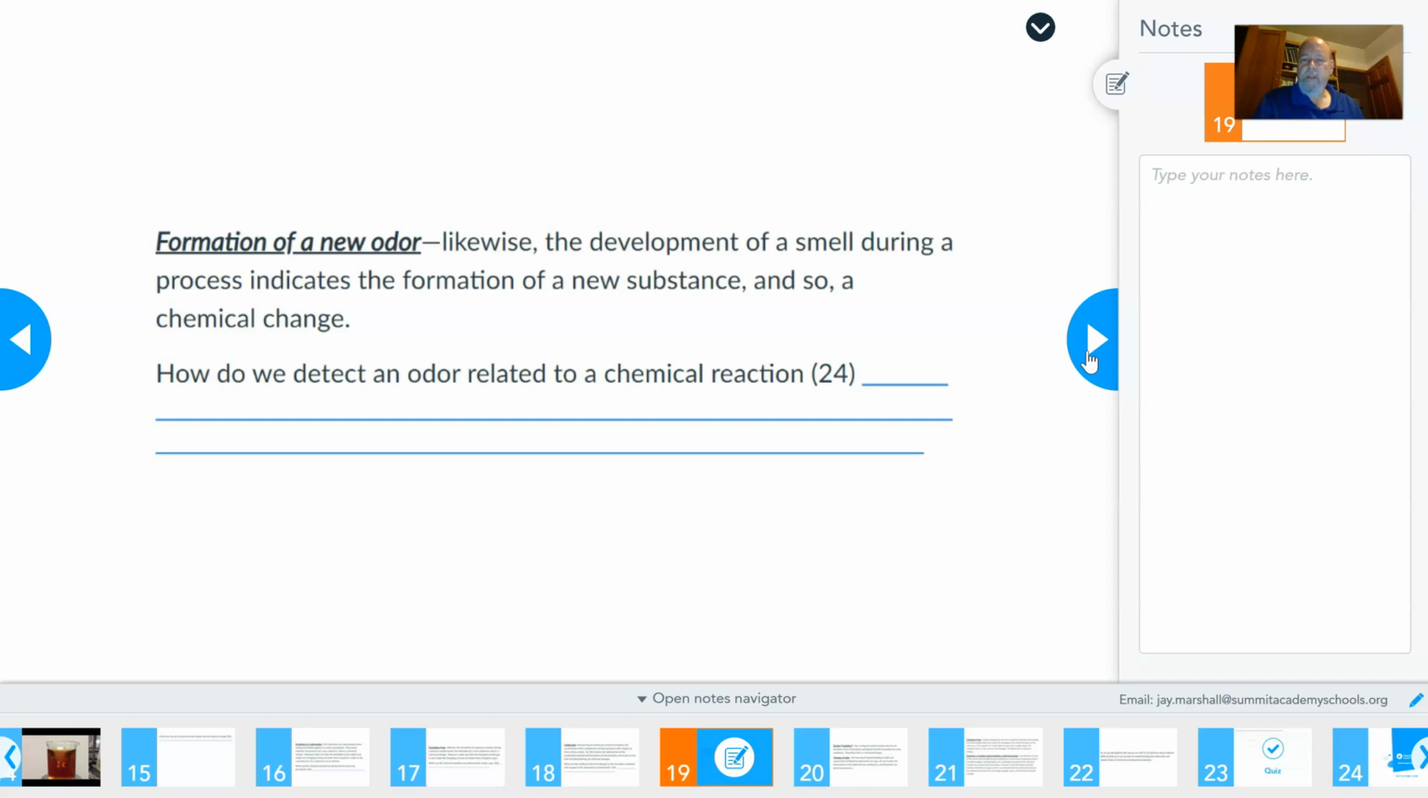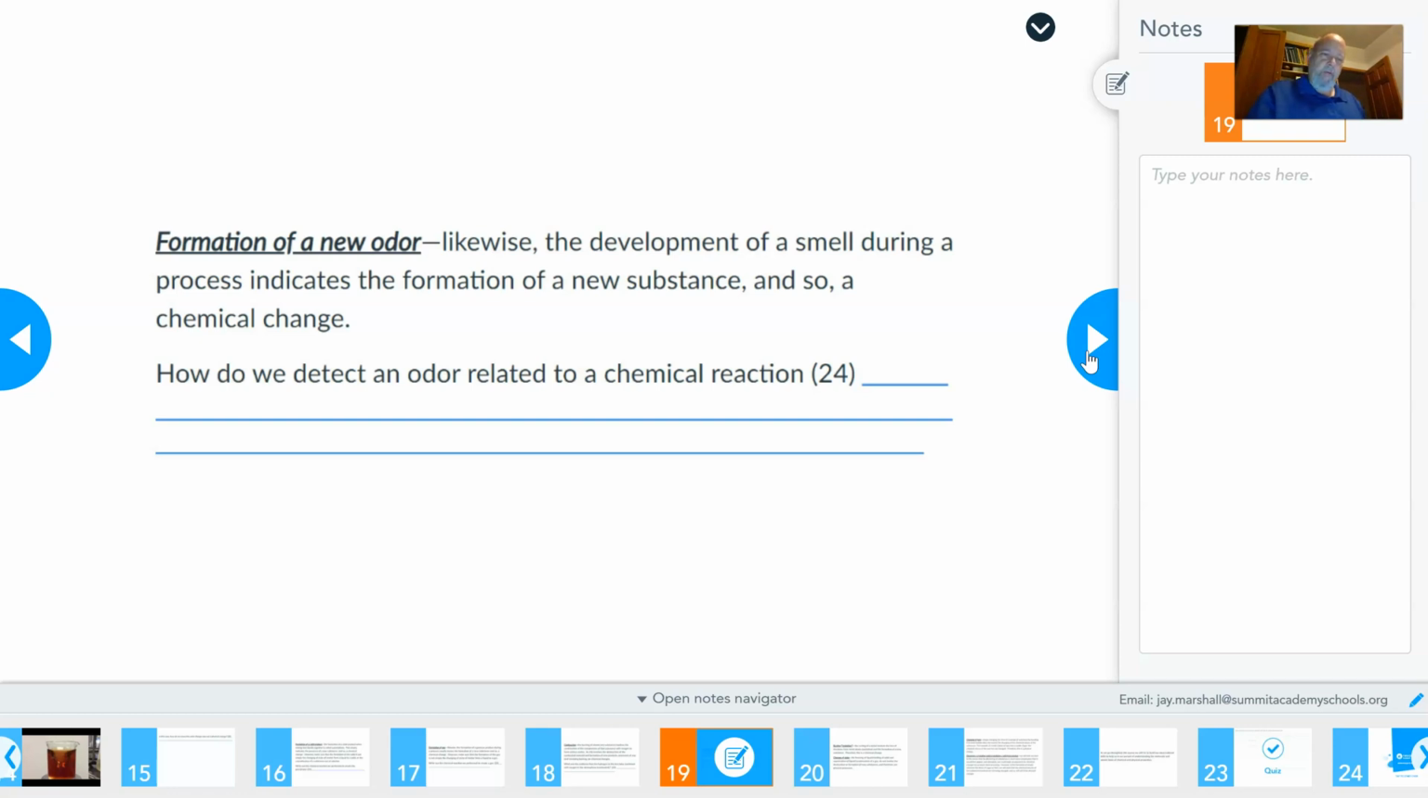another thing that indicates a possible chemical process or chemical change is the development of an odor. This would indicate the presence of a new substance or the formation of a new substance, and so a chemical change. And we need to ask at this point, how do we detect that? How do we actually go about smelling a new odor?